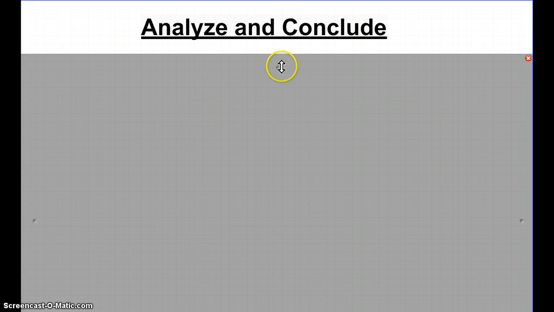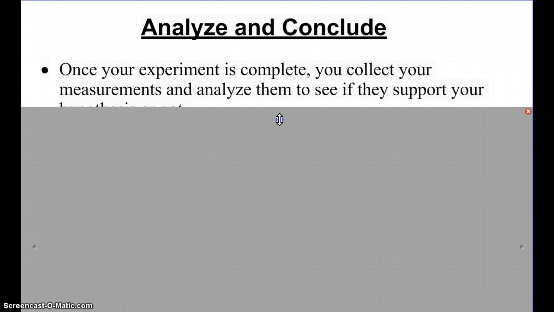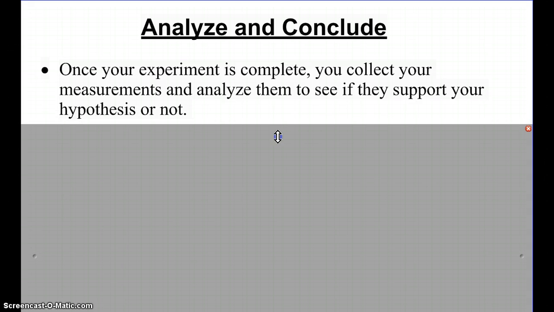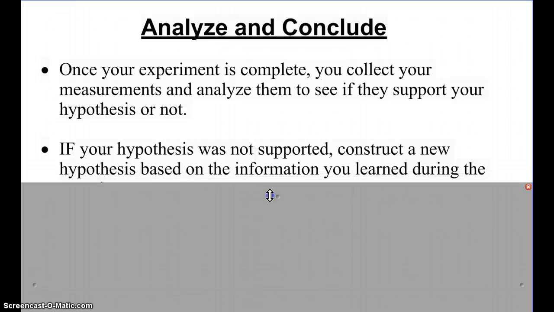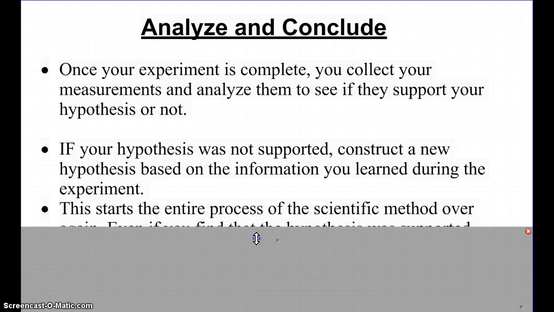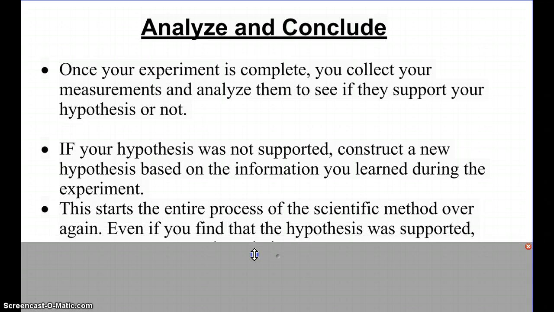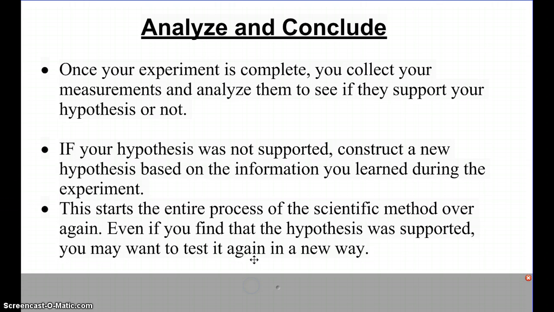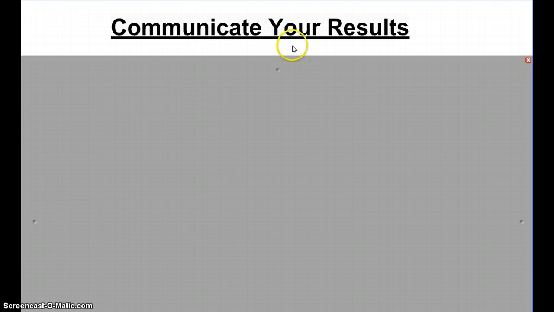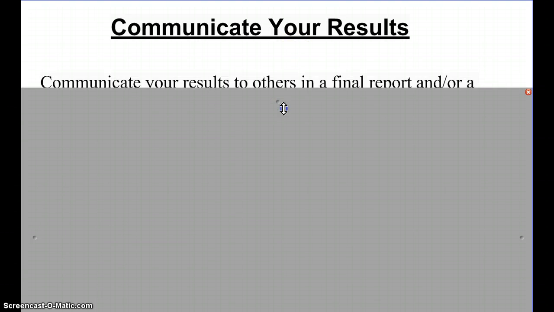And next, you want to analyze and conclude. Once your experiment is complete, you collect your measurements and analyze them to see if they support your hypothesis or not. Then, if and only if your hypothesis was not supported, you want to construct a new hypothesis based on the information you learned during the experiment. And this starts the entire process of the scientific method over again. And even if you find that the hypothesis was supported, you may want to test it again in a new way.